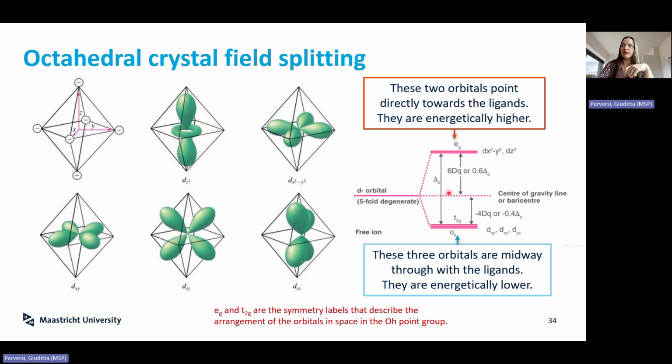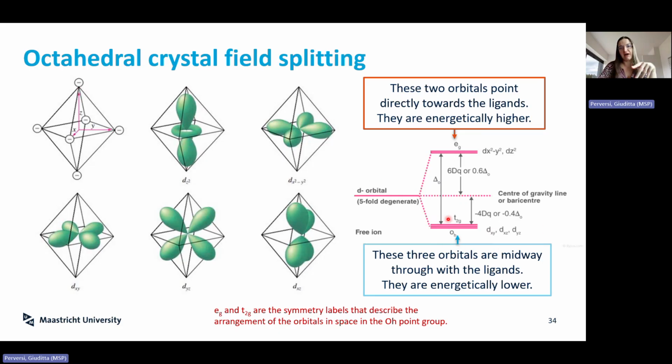The 2/5, 3/5 shift is proportional in height. So it's not halfway through, which will be here. This is slightly higher, this is slightly lower. So this is what we call the octahedral field splitting. And this is how you actually divide the energies.